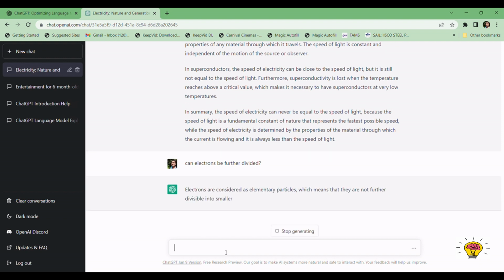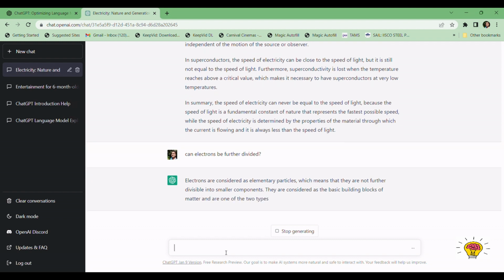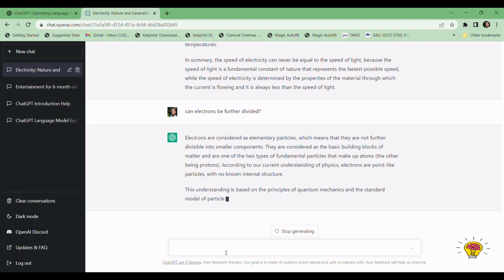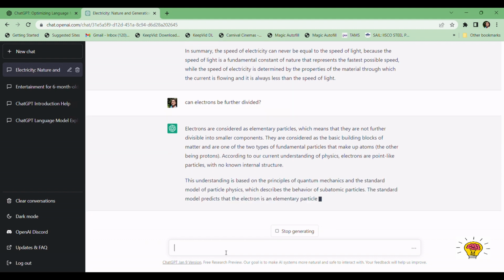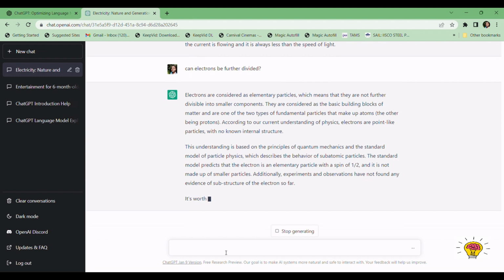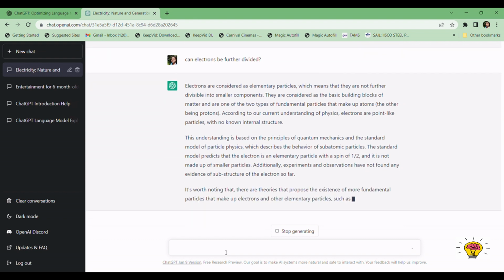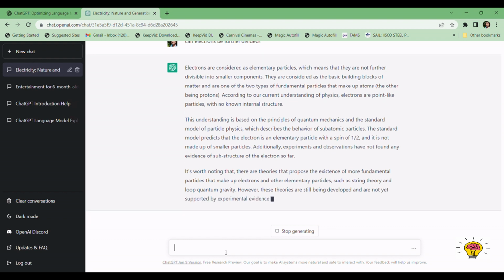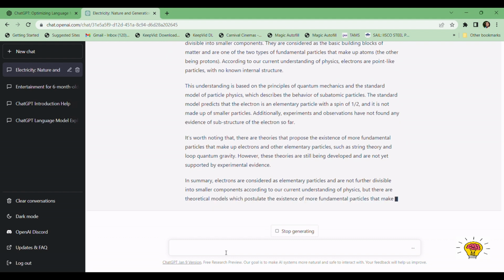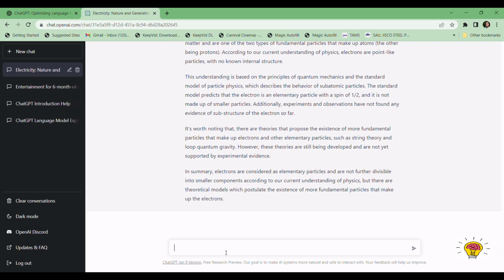Electrons are considered elementary particles, which means that they are not further divisible into smaller components. They are considered basic building blocks of matter and one of the fundamental particles that make up atoms, the other being the proton. According to our current understanding of physics, electrons are point-like particles with no known internal structure. This understanding is based on the principles of quantum mechanics and the standard model of particle physics, which describes the behavior of subatomic particles. The standard model predicts that the electron is an elementary particle with a spin of half, and it is not made up of smaller particles. Additionally, experiments and observations have not found any evidence of substructure of the electron so far.